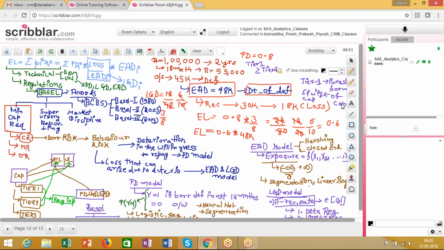The reason being that if I am to develop these three models, there are two things that you need to keep in mind while developing them. The first thing I need to keep in mind is: what exactly is this PD model? So basically, what is the PD model? The PD model helps us estimate the chances that a borrower will default in the next 12 months.